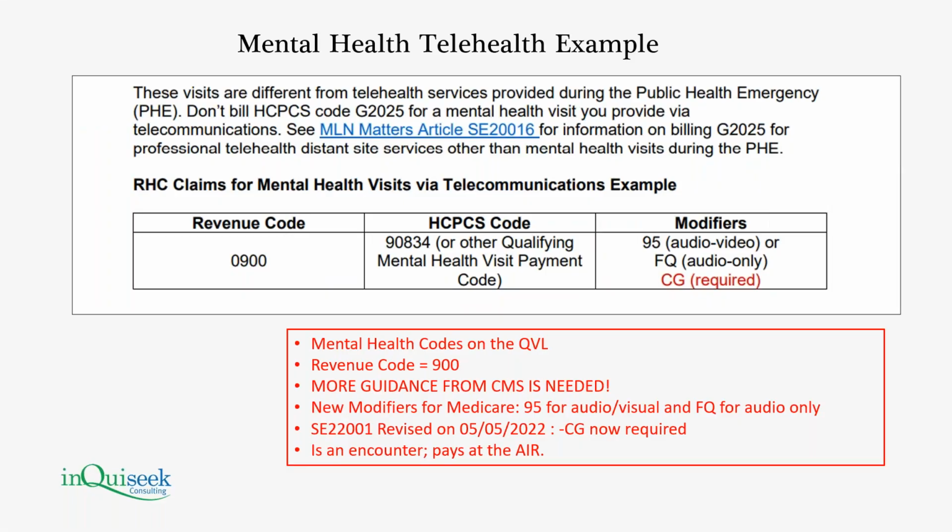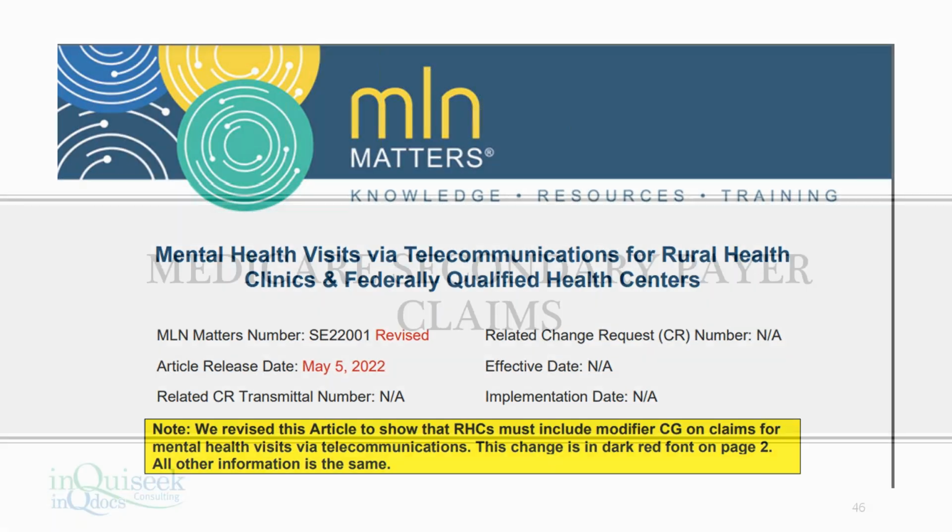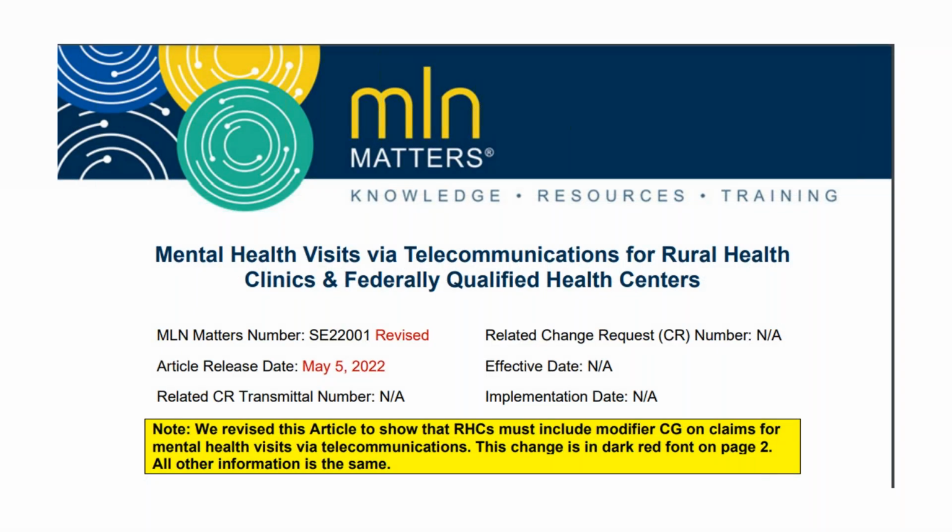Okay, but our mental health telehealth does count as an encounter, and it does have the CG modifier. We also need one of two other modifiers, a 95 or an FQ modifier. And I know I'm running so close here. And here's our MedLearn Matters. We are still limited to the 7 mental health codes that are on the qualifying visit list for these communications. But we can add now our professional counselors and our marriage and family therapists.